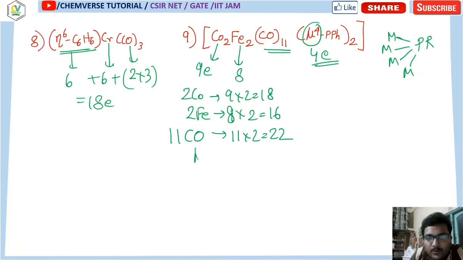So for mu4 PPh, there are 2 mu4 PPh, sorry, not PPh2. These are nothing but 4 electron donors. So it is 4 into 2, that means 8.